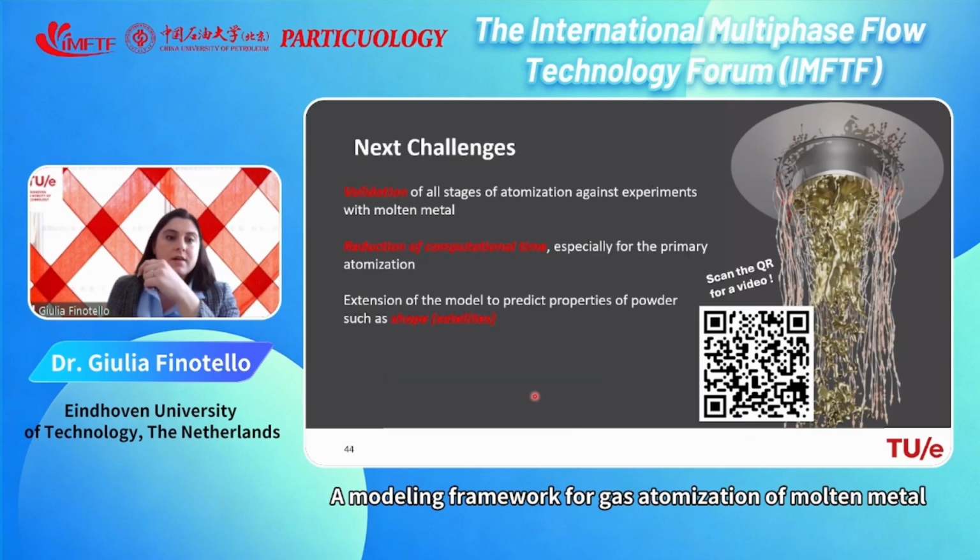So the next challenges are definitely a better validation. As you see, I've shown only a few validation cases against experiment, but what we really need is more experiments on high temperature molten metal, and as I said, it's very hard. We need also to work on the computational time, especially for the primary atomization, because that's definitely a challenge.